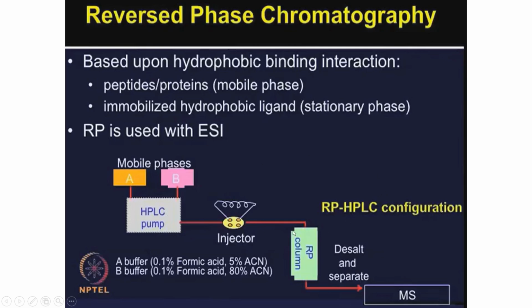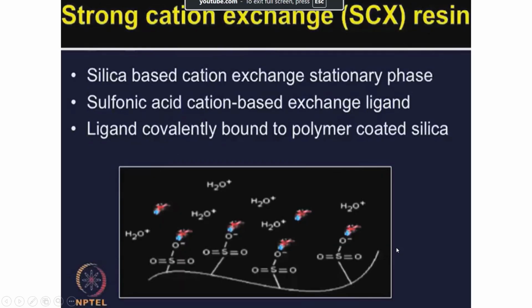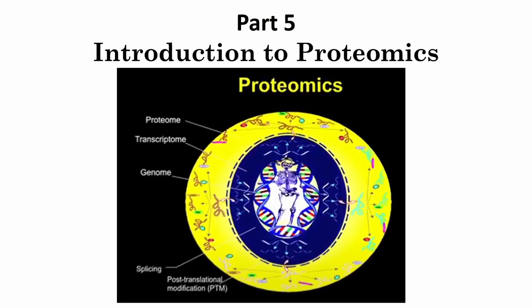Reverse phase is the one where your mobile phases are non-polar, formic acid and acetonitrile. A specific column will be used which will help to elute polar molecules first. Then there is strong cation exchange chromatography, also called SCX. This is similar to ion exchange, but even that is used.